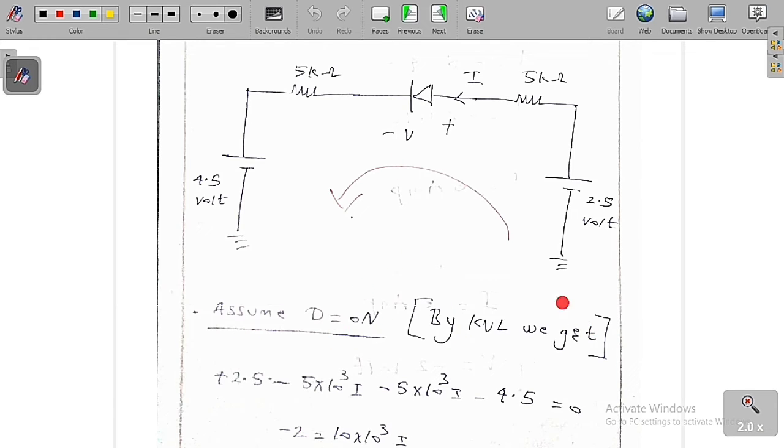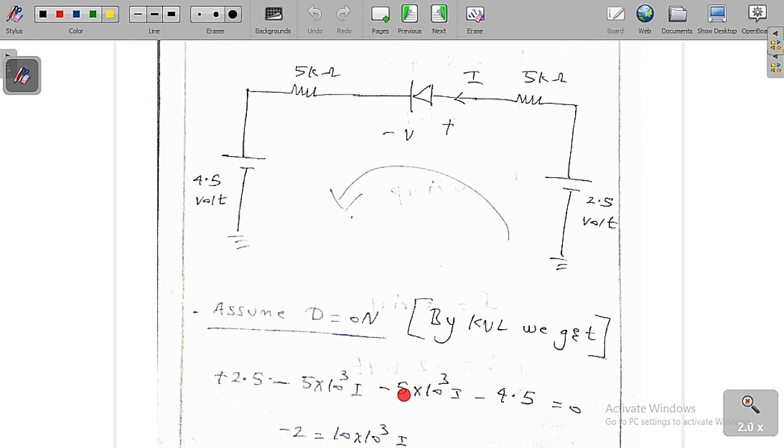So by KVL I am going to write the equation in this loop. Minus 2 plus... plus means rise in potential, so plus 2.5. Current is in this direction; current goes from higher potential to lower potential. As I am dropping from plus to minus there is a negative, so minus 5 into 10 to the power of 3 into I. The diode is on, so it is an ideal diode, so voltage is equal to 0. And here current flows from higher to lower, so minus 5 into 10 to the power of 3 into I, since plus to minus means voltage drop. So minus 4.5 is equal to 0.